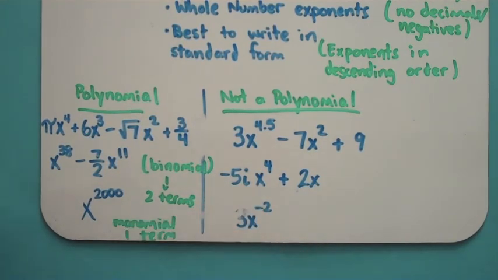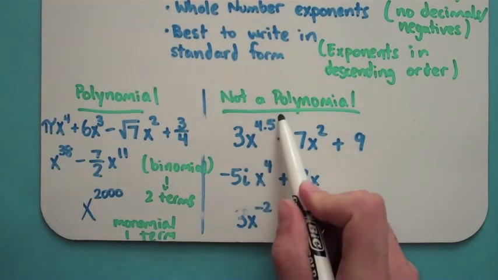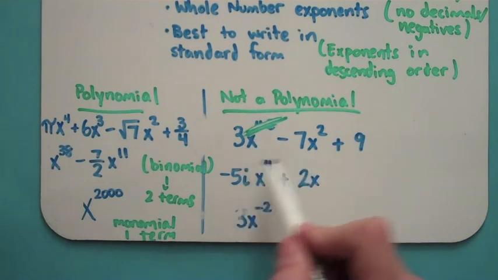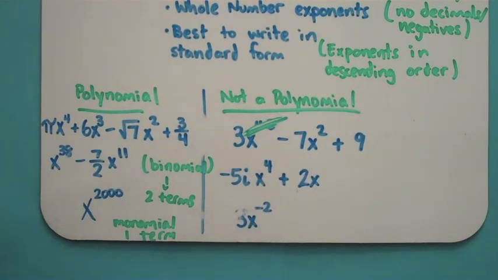On my examples over here, this one is not a polynomial because it has x to a decimal power. That's bad, so that one's out. It would have been a trinomial because there are 3 terms, but it's not a polynomial. The second one has an i involved, so that's no good. This isn't a polynomial. The last one here has a negative exponent, also not a polynomial. So picking out what is and what is not a polynomial is not too bad to do.